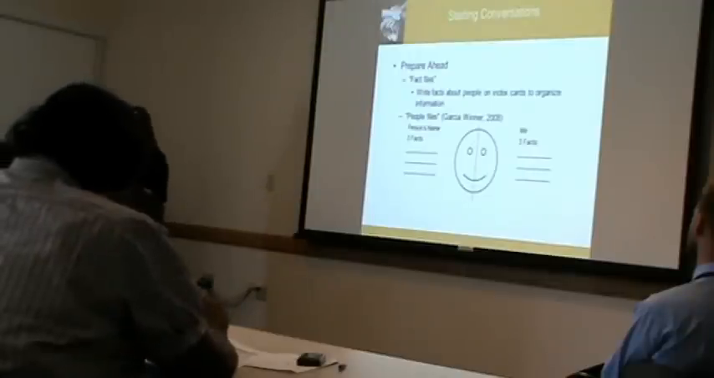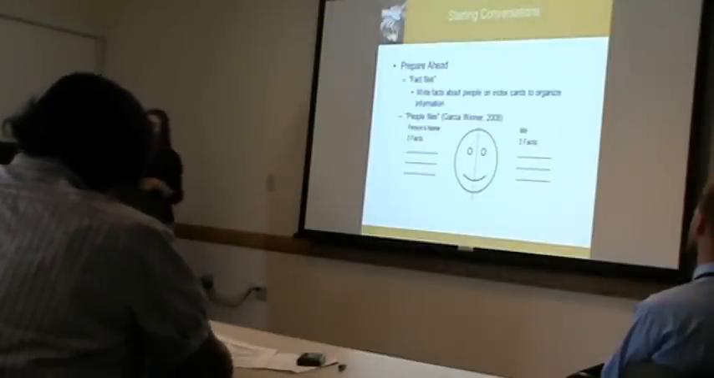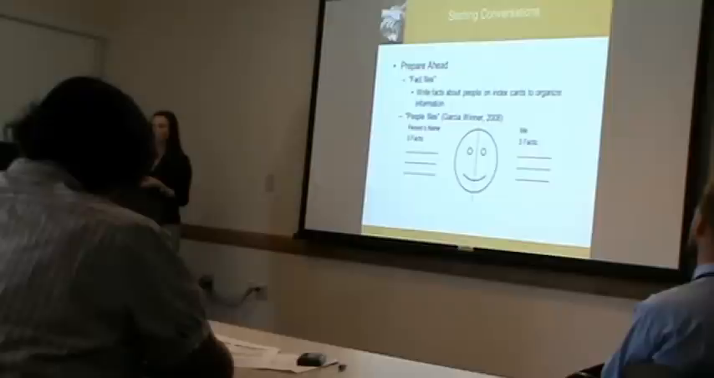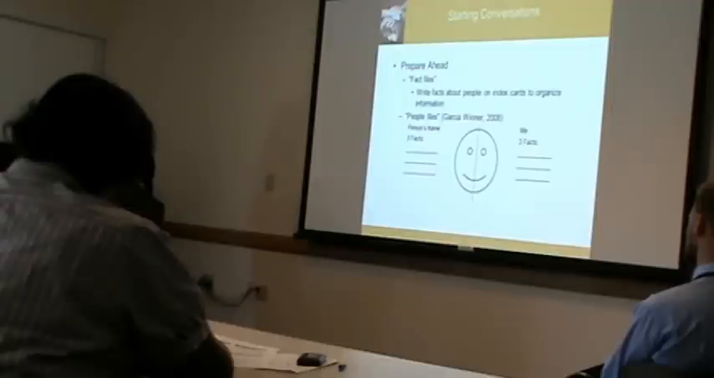So this could be an index card that includes important information about the person on one side, their name, their birth date, as well as information about their family members. And then on the other side, it might have other important information, like their favorite interests and their favorite activities.